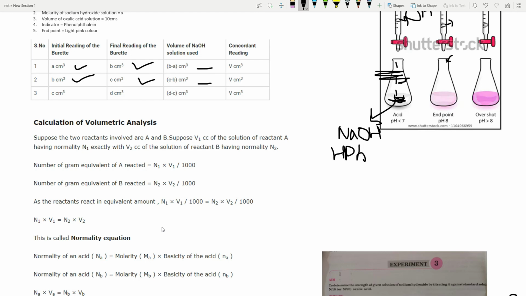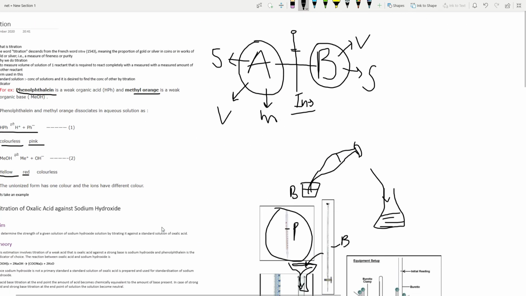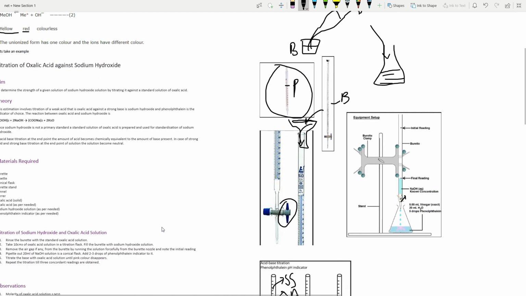Hope you have understood it. Hope you will not be confused about the burette and pipette, what we have to take in the beaker, and what we need to pour in this long tube. You're not going to be confused whenever your teacher sees it.